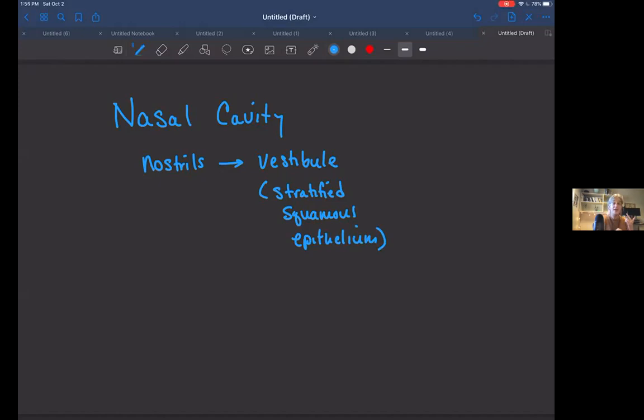But there's also in this vestibule, there's sebaceous glands, there's hair follicles, and there are sweat glands. So we have sebaceous glands, which are associated with hair follicles. So we have nose hairs. And then we have sweat glands.